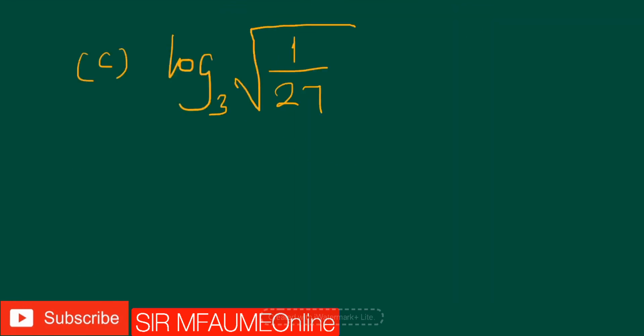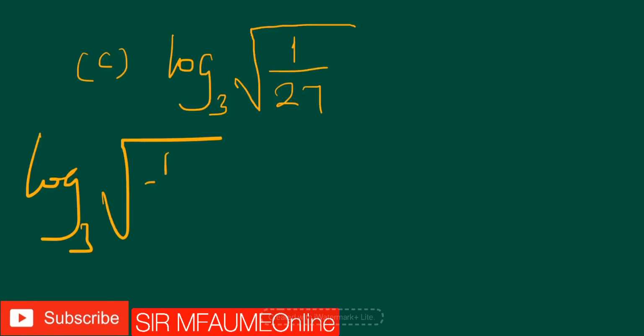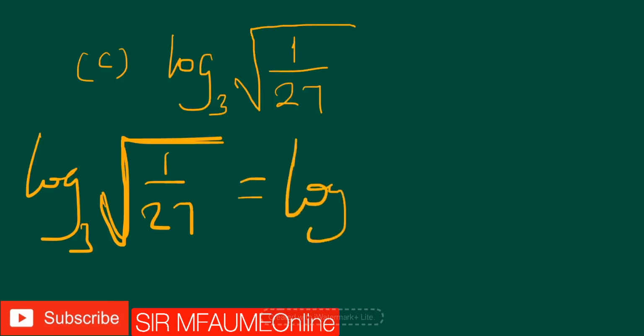Okay, let me shift. We also have another question like this one. We need to find the value of log under base 3 of the square root of 1 over 27. For this question, we're supposed to classify this square root. Square root is the same as exponent a half. This means log under base 3, 1 over 27 exponent a half.